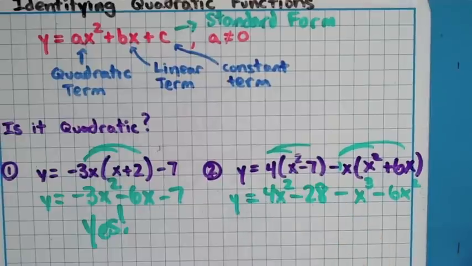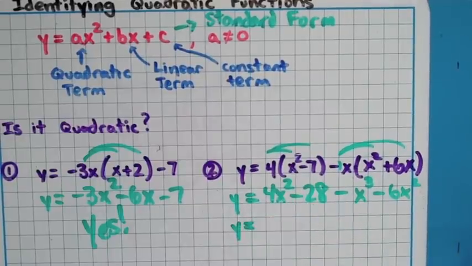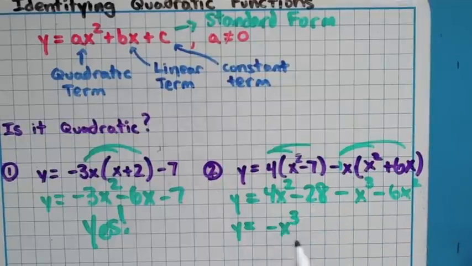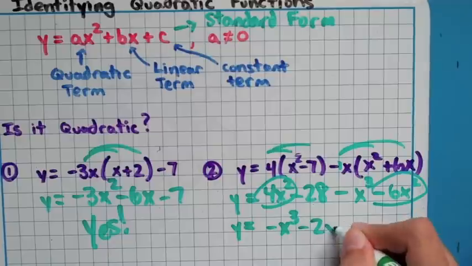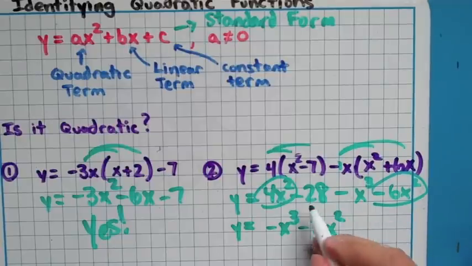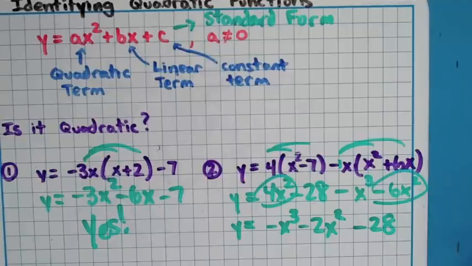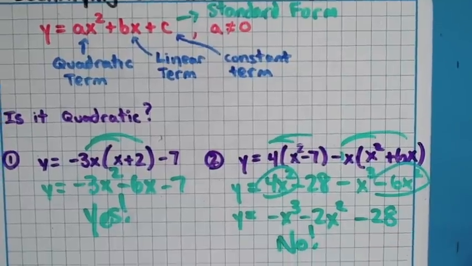So I'm going to combine my like terms now. And I'm going to put my exponents with variables going descending. So I'm going to put my x to the third first. That's my biggest exponent. I can combine like terms. I have 4x squared minus 6x squared. That's minus 2x squared. I don't have a regular x term. And then I have just minus 28. This is not a quadratic. This is actually a cubic function because my biggest exponent is x to the third. The biggest exponent you can have is 2 when you have a quadratic. So this is not a quadratic function.